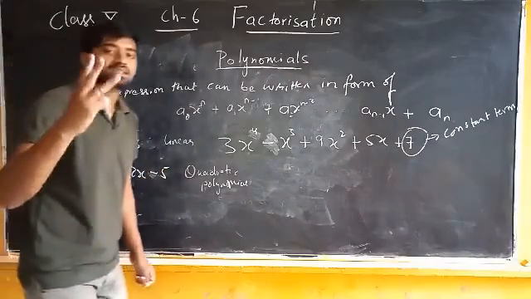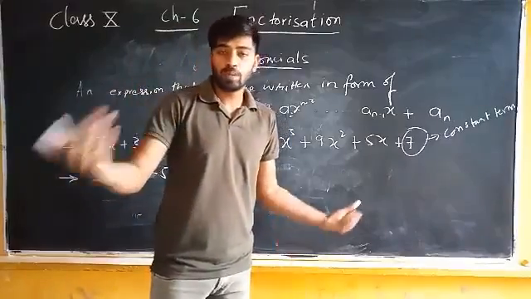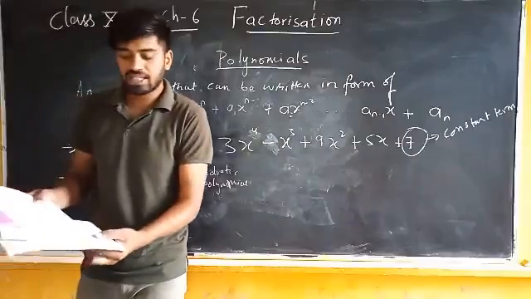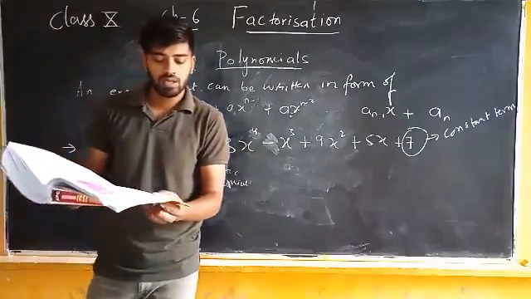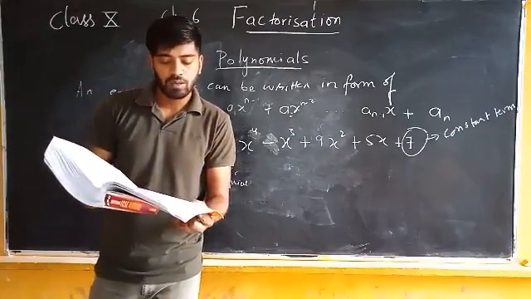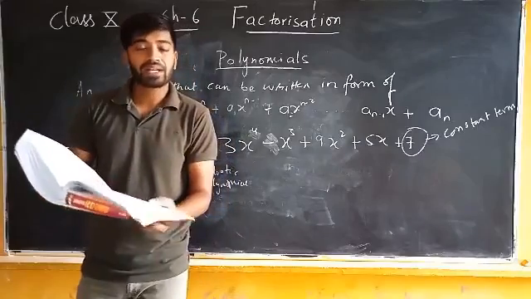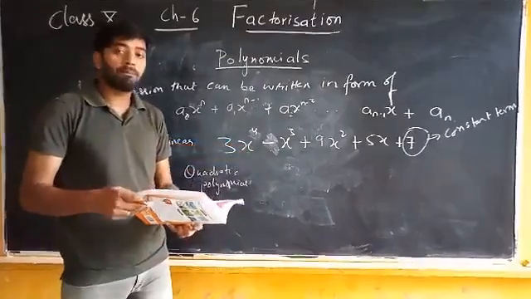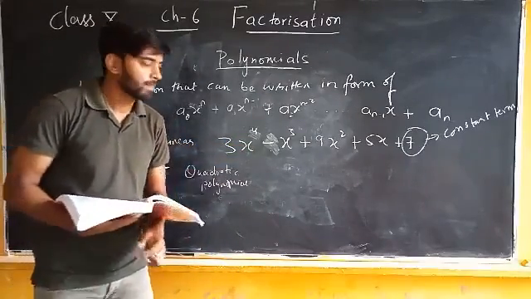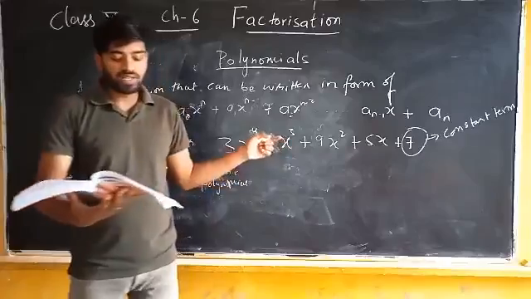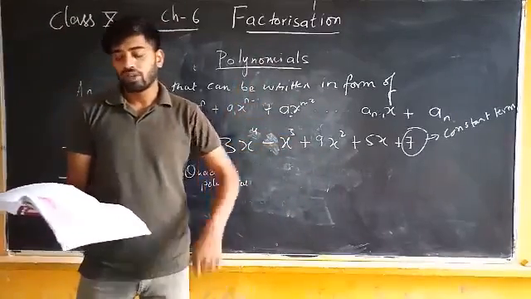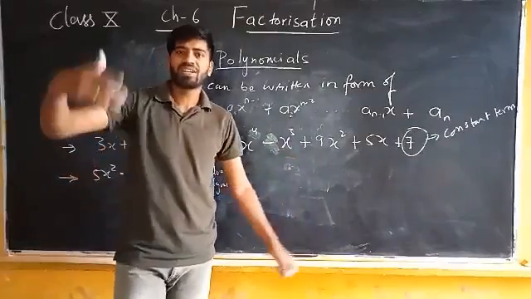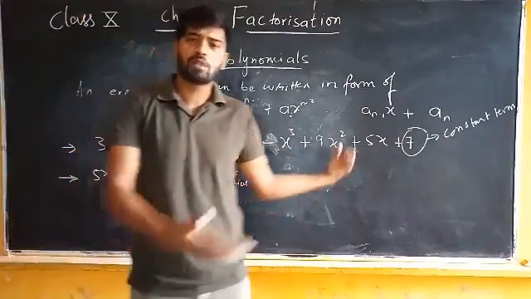Okay? If the highest power is 3, we call it a cubic polynomial. You guys can have a look on page number 96. You will see, for example, on the same page 96, cubic polynomial, biquadratic polynomial. If the highest power is 4, then we say biquadratic polynomial. If it is more than 4, we call it simply a polynomial. If it is more than 4, whether 5, 10, or 100, then we call it simply a polynomial, nothing else.